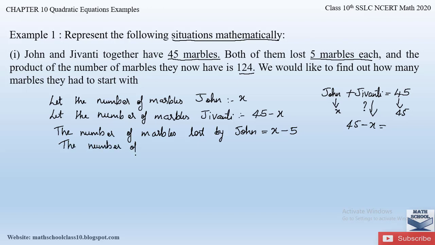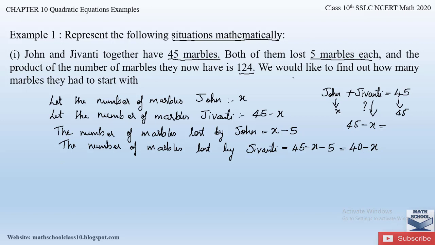The number of marbles Jeevanti has: she was having 45 minus x marbles, and again she lost 5 marbles. So this will be minus 5. What is 45 minus 5? It is 40. So it is 40 minus x. These are the number of marbles after losing 5 each.